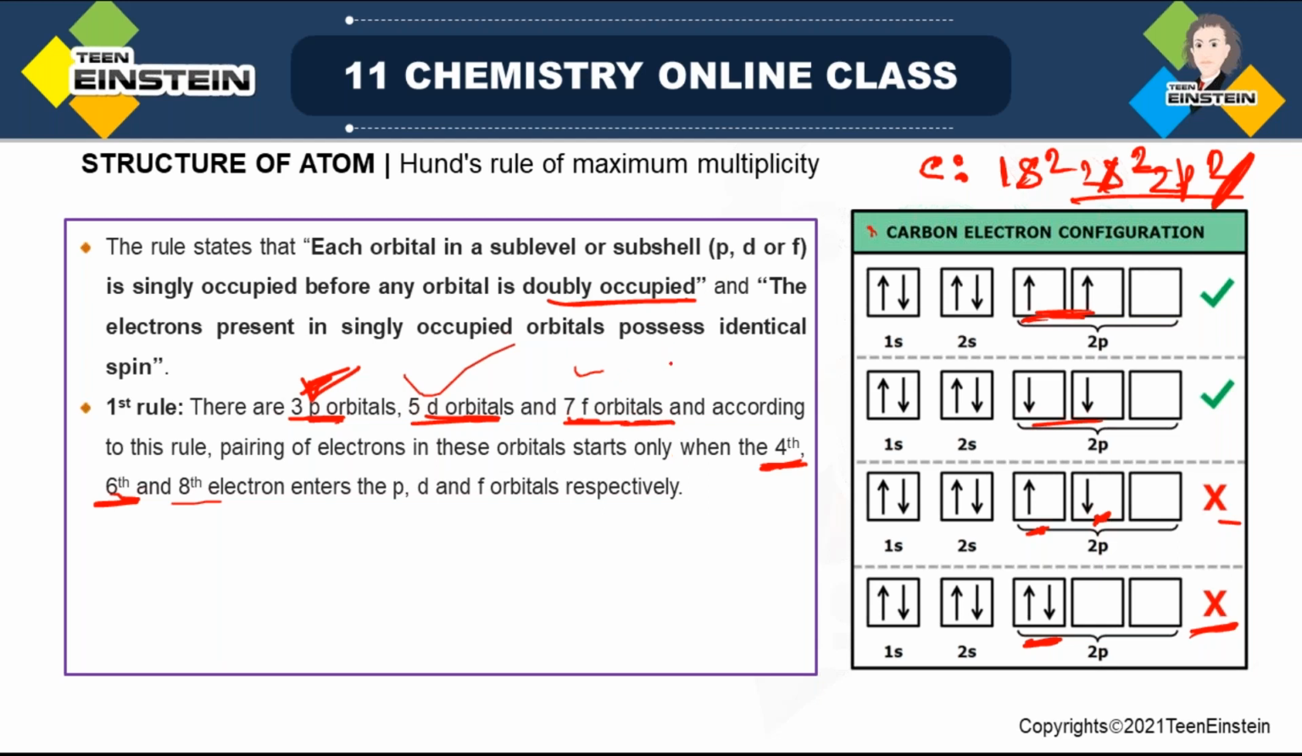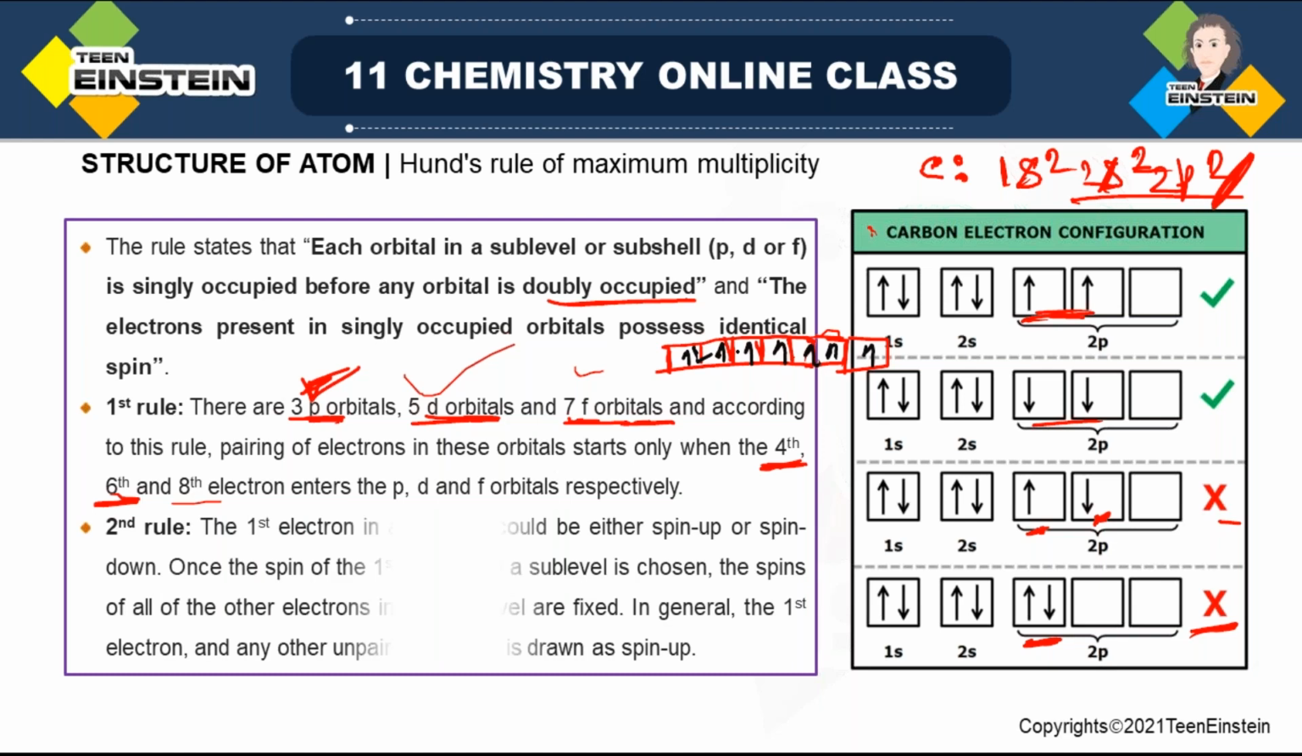Similarly, when it is 7f, there are a total of 7 rooms available. Suppose there are a total of 8 electrons to place in f. How will we do so? 1, 1, 1, 1, 1, 1, 1, so 7 electrons are placed. Now for the 8th electron, repetition, that is pairing, will be there. That is what is written in this rule.